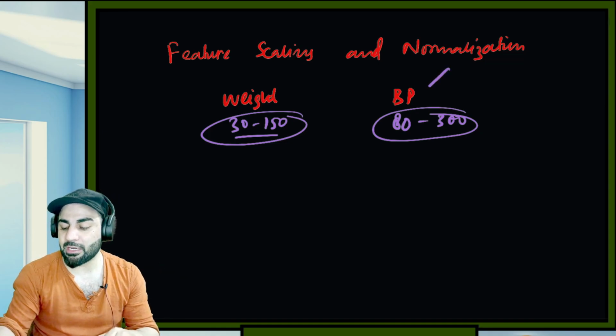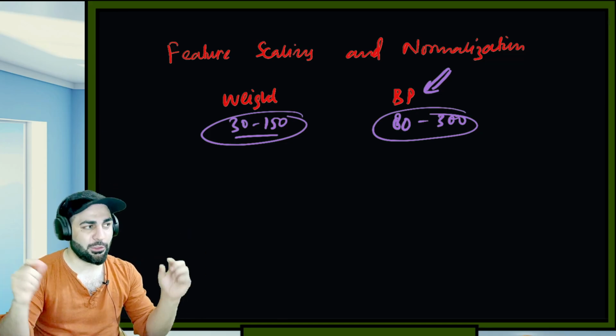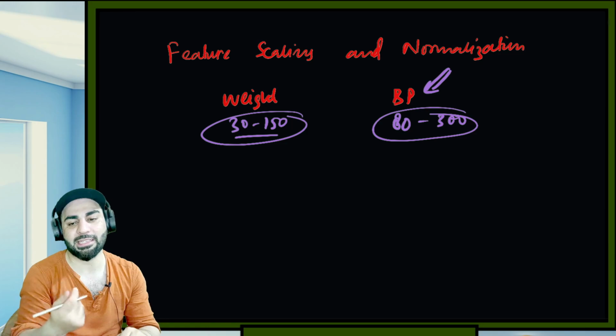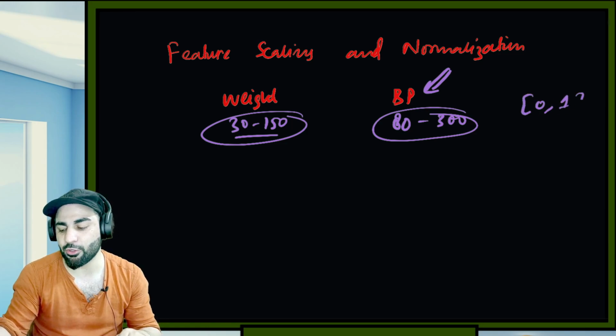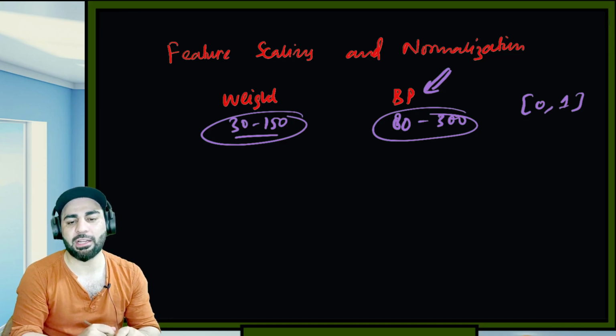But if you see, this blood pressure will somehow have more impact. Why? Because it's a bigger number. So in order to get it into the range, we basically normalize it. Sometimes we may normalize it between 0 to 1. We do not give these actual numbers, so we normalize it. That's called min max scaling.